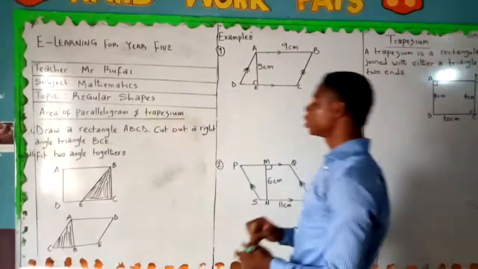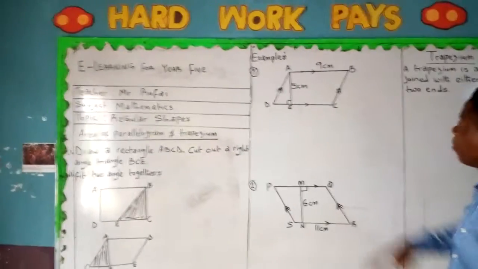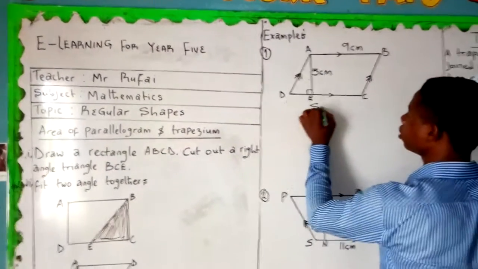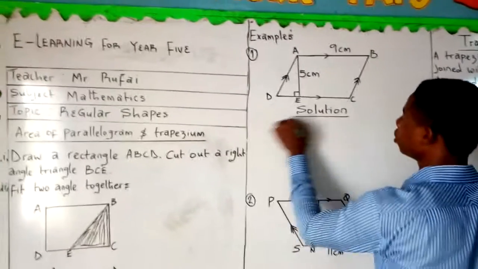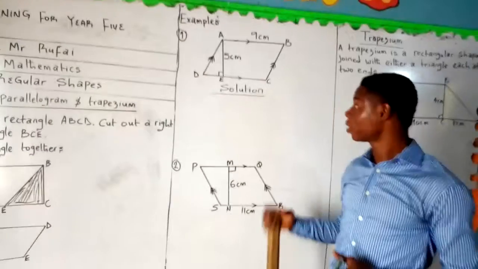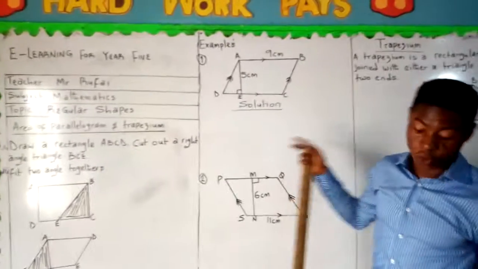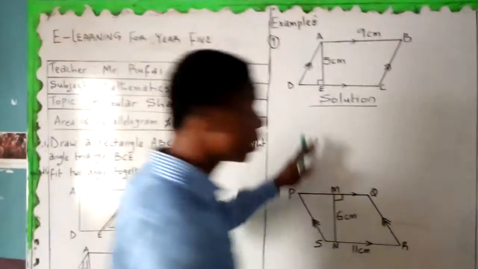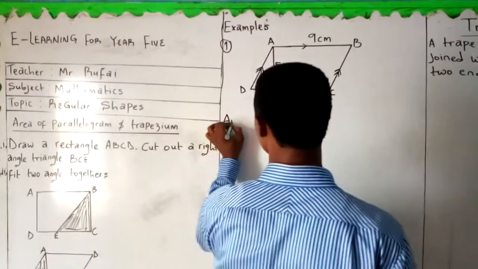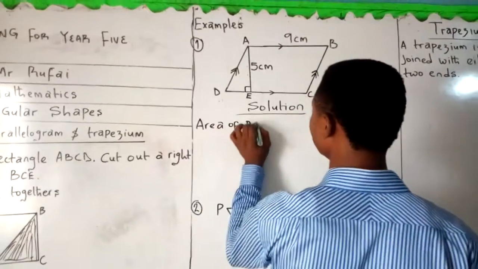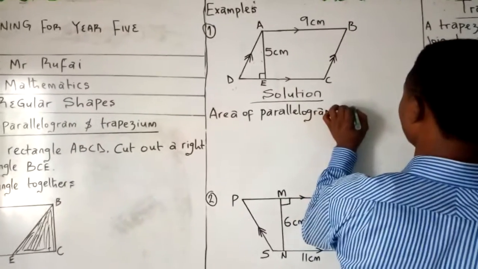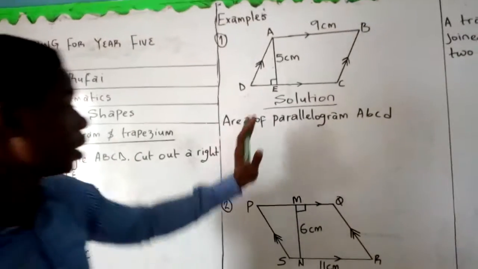Now we are going to look into this. We have an example here of a parallelogram. How are we going to work on this? First thing you do, you put your solution here. What is the formula used in finding the area of a parallelogram? That is the first thing to look into before you can get what you want. So, area of parallelogram ABCD.